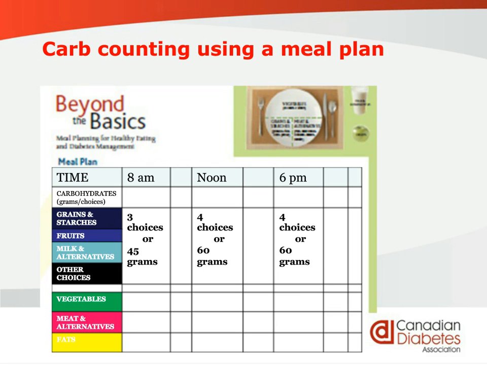So this might be an example of a meal plan for today. You may say for breakfast, I'm going to have 3 choices or 45 grams of carbs. For lunch, I'm going to have 4 choices or 60 grams of carbs. And dinner, I might have the same, probably 4 choices and 60 grams of carbs.